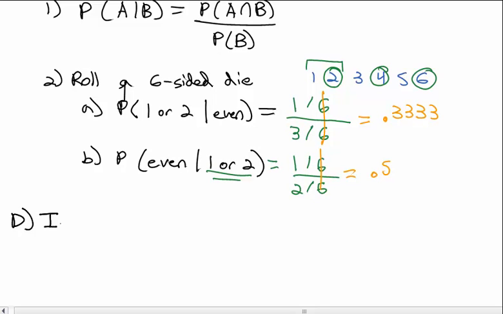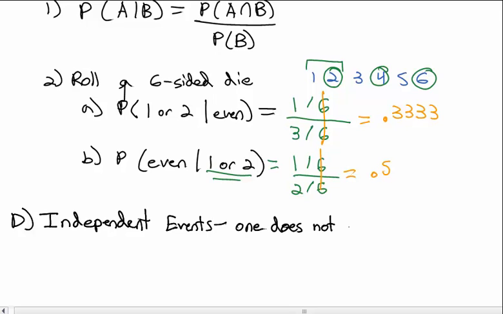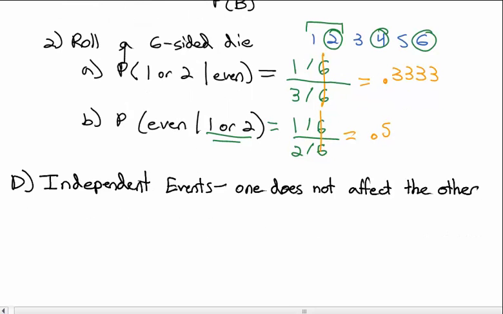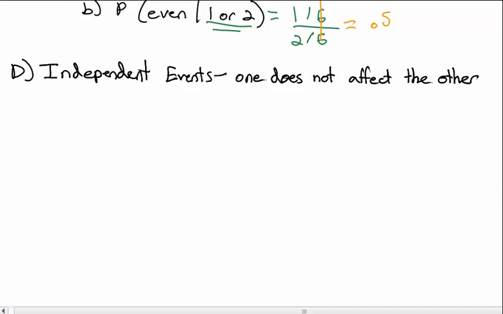Conditional probabilities can help us determine if some events are what are called independent events. Independent events are where one does not affect the other. For example, if I roll a die and I flip a coin, what I get when I roll a die has no impact at all on what I get when I flip the coin. Those are independent events. One does not affect the other.